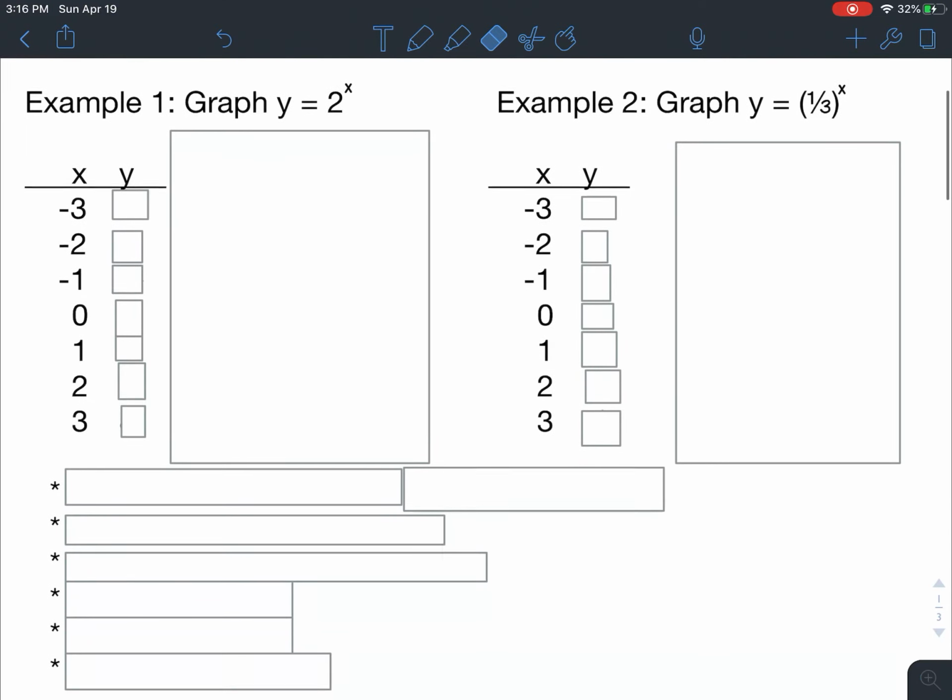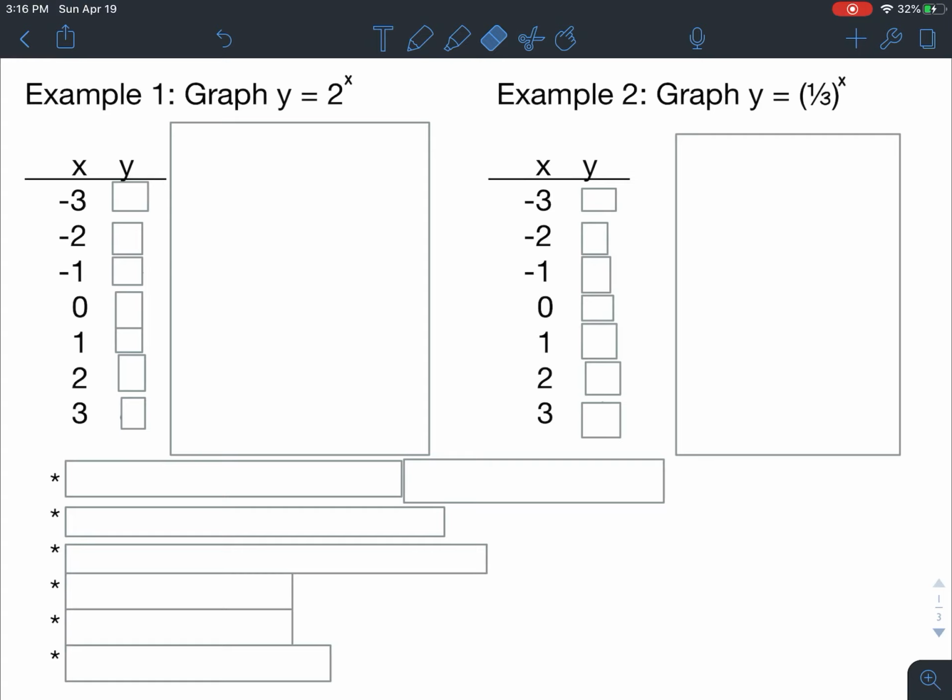Okay, so first we're going to start with a graph. So y equals 2 to the x. So I have this table here that's partially filled out. So these are the x numbers that I'm going to use, and I'm going to plug them into my function y equals 2 to the x to get my y values.